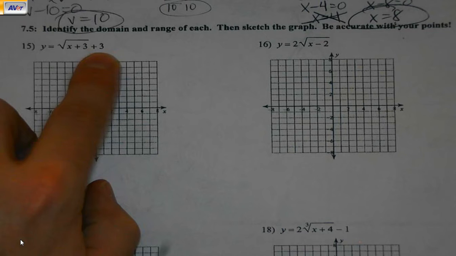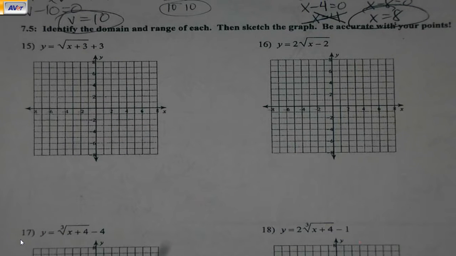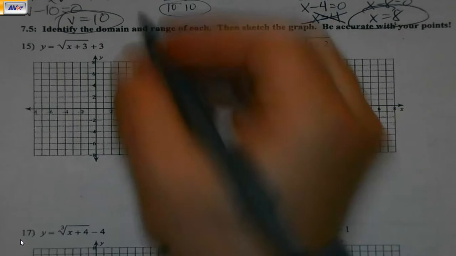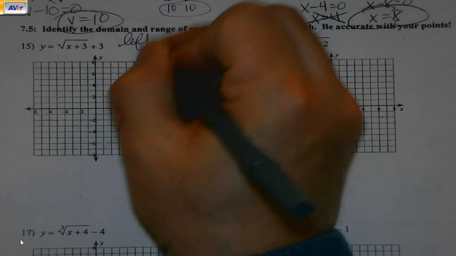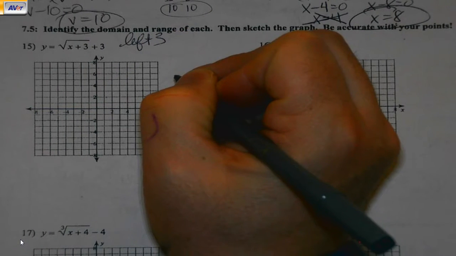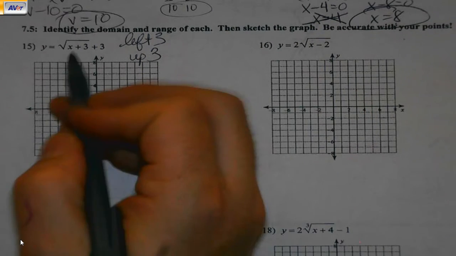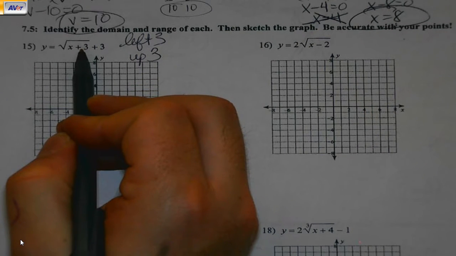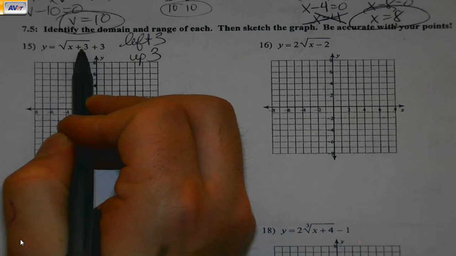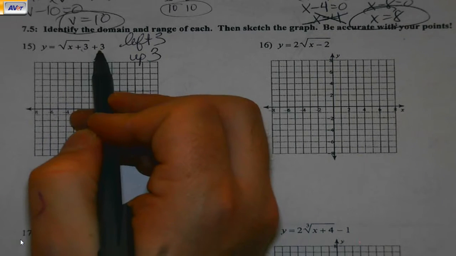What do my 3's represent here? What direction am I going to be moving for my shifts? Left 3 and up 3. Because again, inside the radical is my left and right. Opposite sign of what I would think. Outside's up and down.